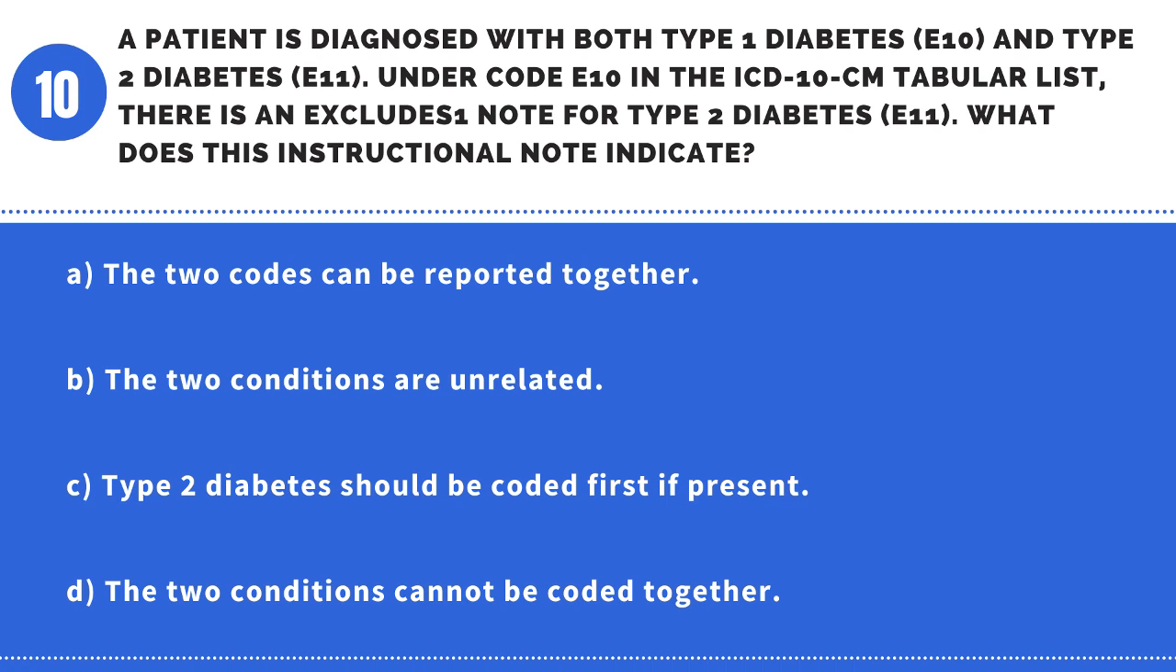Question 10. A patient is diagnosed with both type 1 diabetes, E10, and type 2 diabetes, E11. Under code E10 in the ICD-10-CM tabular list, there is an Excludes 1 note for type 2 diabetes, E11. What does this instructional note indicate? A. The two codes can be reported together. B. The two conditions are unrelated. C. Type 2 diabetes should be coded first if present. D. The two conditions cannot be coded together.